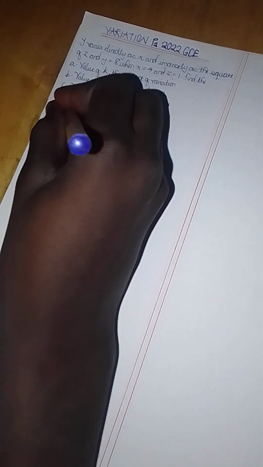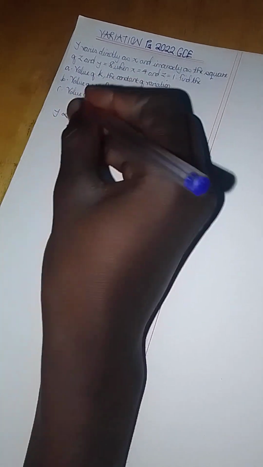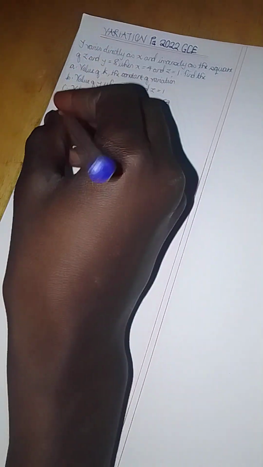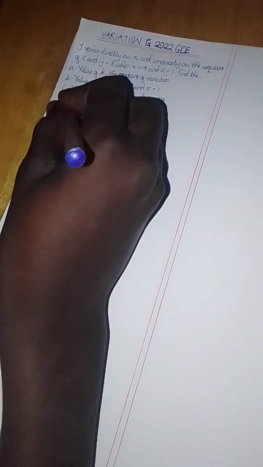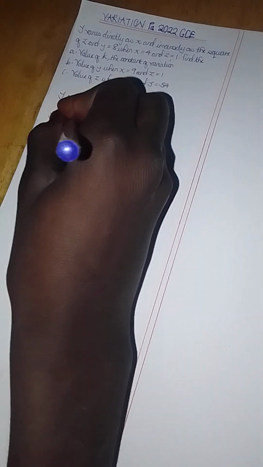So here the question states, y varies directly as x and inversely as the square of z. Inversely means over. Whenever you see this sign, it means the constant. We are looking for the constant here, which is the variation. So y equals kx over z squared.